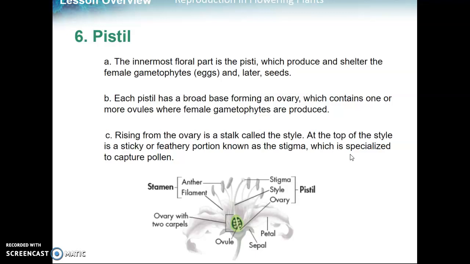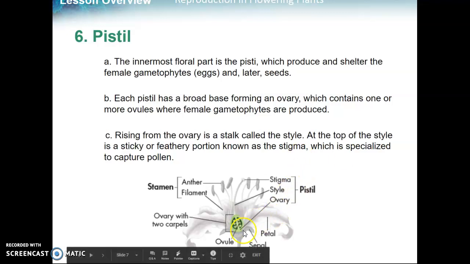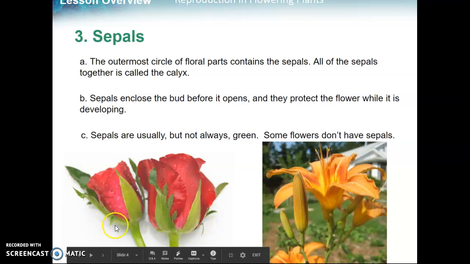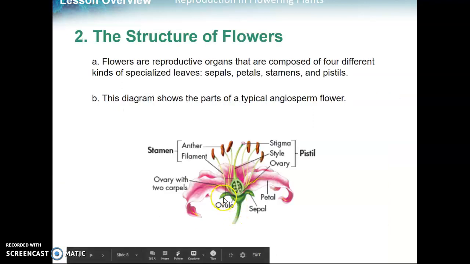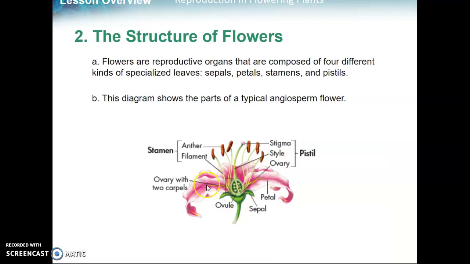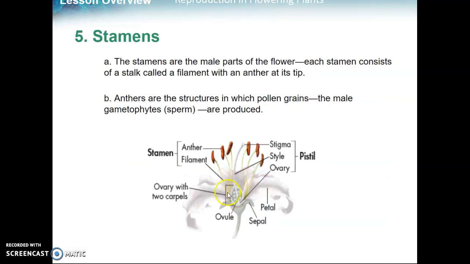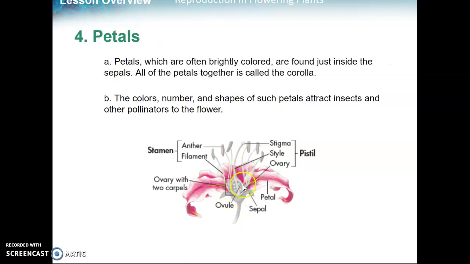The pistil, the female part. It is the innermost whorl, and I guess I should have gone back and said that we have whorls, or circles, of pieces. The outermost circle are the sepals, and then just inside of that, the next ring or whorl of pieces are the petals. The third whorl, the third circle of pieces toward the center of the flower, are the stamens, and then in the very middle is the pistil, or pistils sometimes.